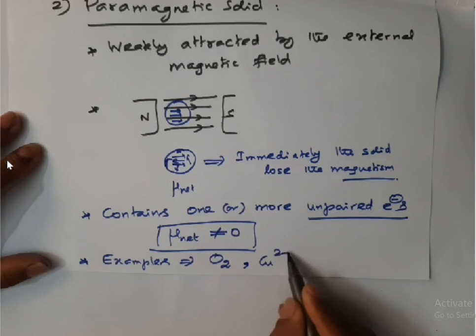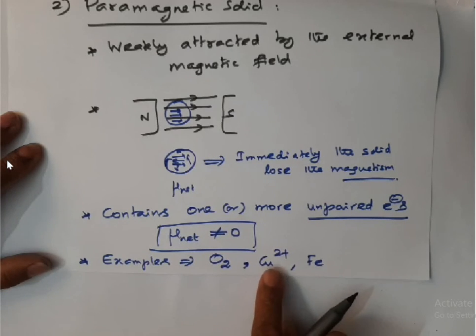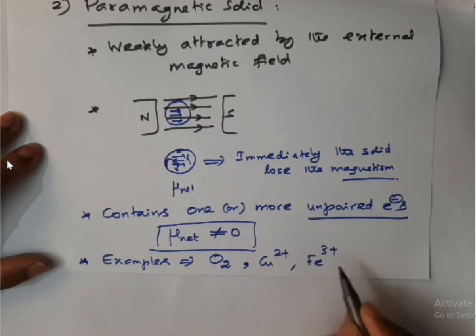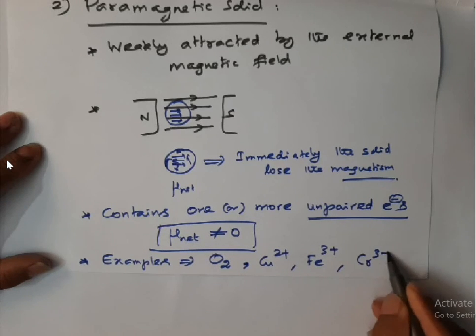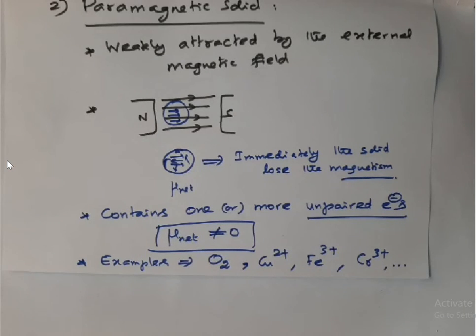Then copper 2 plus ions, the cupric ion. Copper 2 plus means cupric ion. Fe3 plus means ferric ions. Chromium 3 plus ions, right? And other examples, etc. These are all a few examples of materials showing paramagnetic character because they have unpaired electrons.